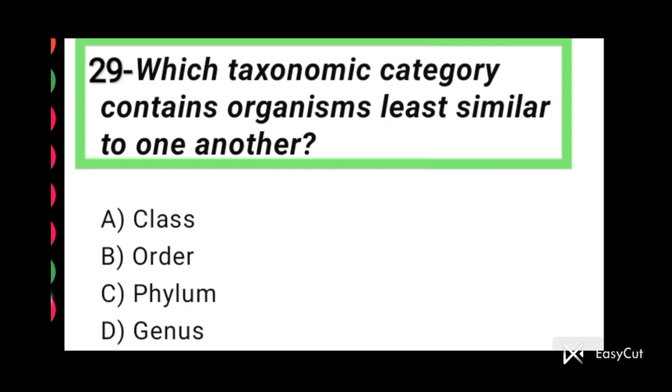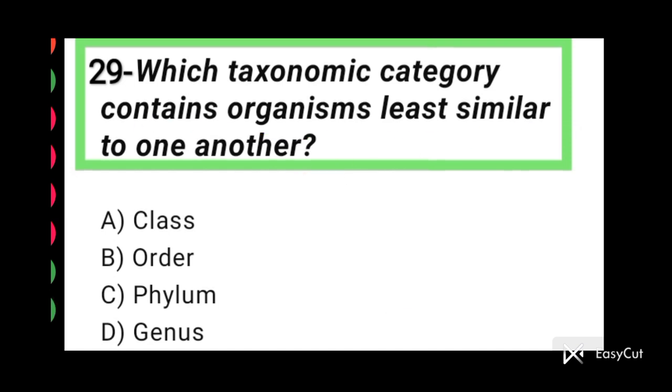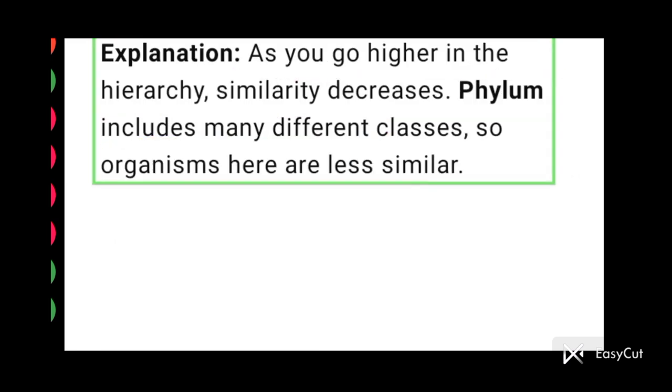Question number 29. Which taxonomic category contains organisms least similar to one another? So this is phylum. Option C is correct for question number 29. As you go higher in the hierarchy, similarity decreases. So phylum includes many different classes. So organisms here are less similar.